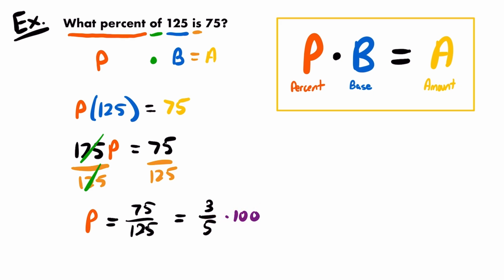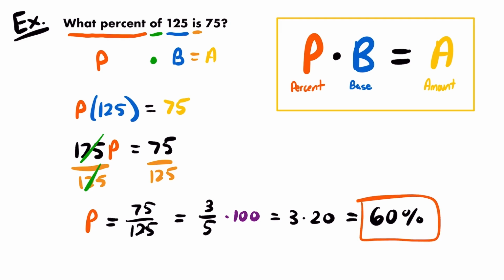100 divided by 5 is 20. So you can rewrite this to be 3 times 20, right? We're just rewriting 100 divided by 5 as 20. And then 3 times 20 is 60. So we get 60% as our final answer for P. What we have just found here is that 75 is 60% of 125.